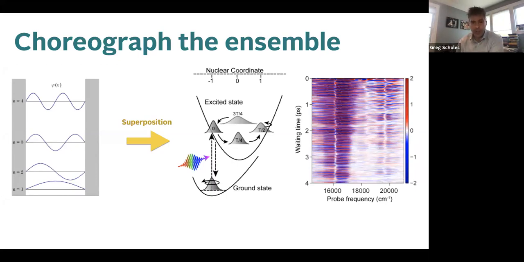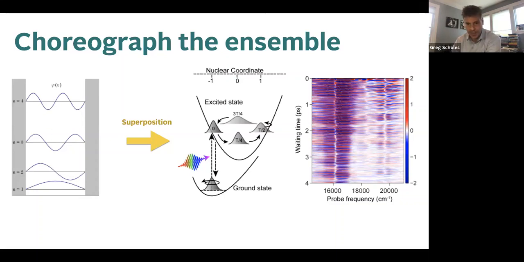So it's a broadband pump probe experiment. Those frequencies, wave numbers, are on the x-axis, and then time goes down on the y-axis. And so those ripples are the oscillations. It's seeing the wave packet going backwards and forwards.